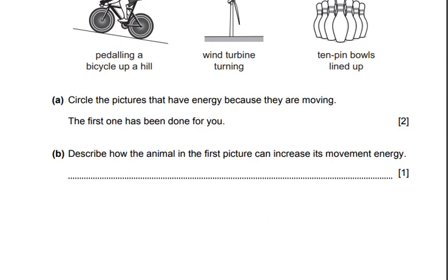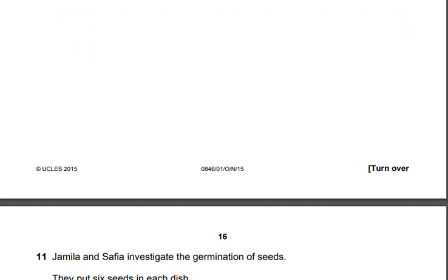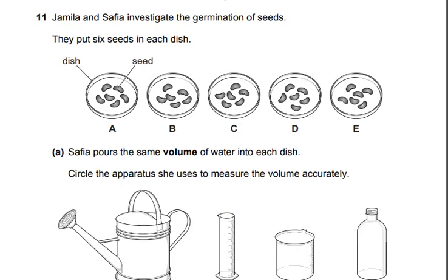Question B. Describe how the animal in the first picture can increase its movement energy. So we can write down by running faster, or we can write down the animal can run faster. Now next page, question number 11.